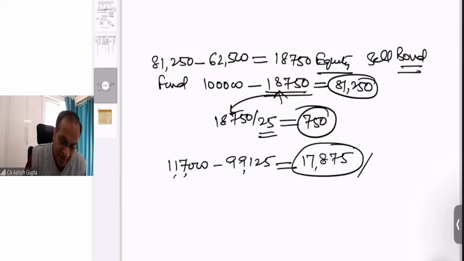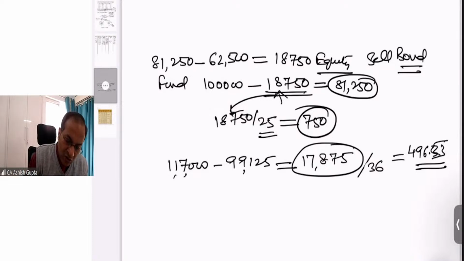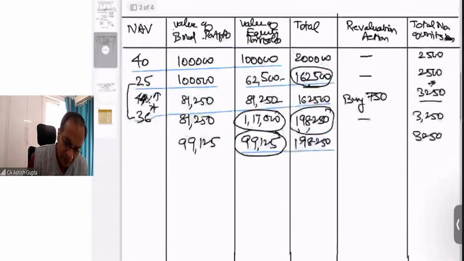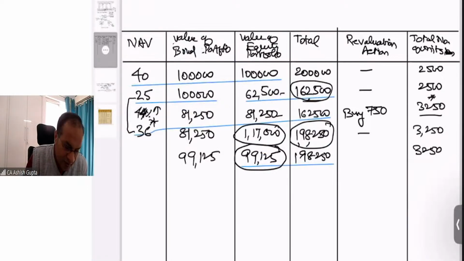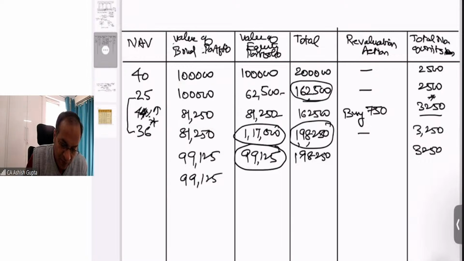When I sell, what is my price? My price is 40, sorry, my price is 36. So I will sell approximately 496 units to rebalance my portfolio, and the units will be 3353 approximately. So what I do, 99,125 and 99,125, total 198,250. Sorry, I'm just writing it again. It is already written here.